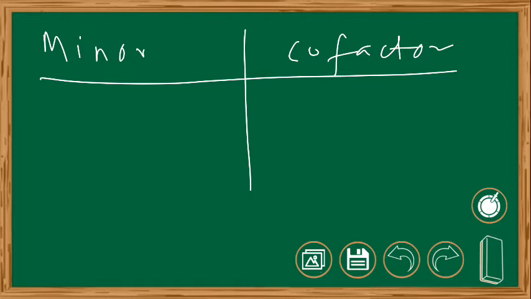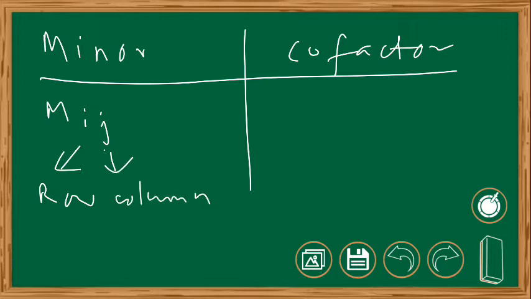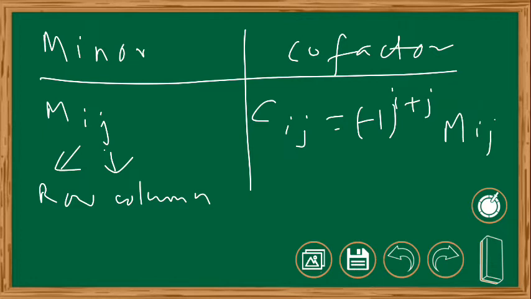So look at the definition here. Suppose you will write element Mij. I stands for row number and j stands for column number, right? Then cofactor of that element is Cij. It is defined as minus 1 to the power i plus j into Mij, where i is the row number and j is the column number. So this is the technical definition.